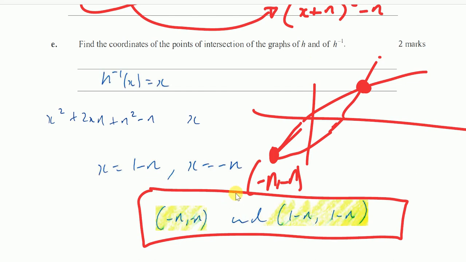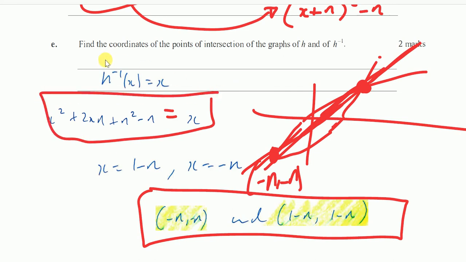Keep in mind we also have the line of y equals x that goes through there, so you could set this equal to x. You could set h equal to x, or you could set h equal to its inverse. All of them will give the same two answers.